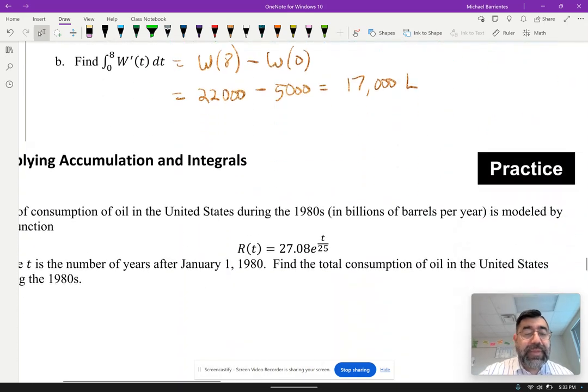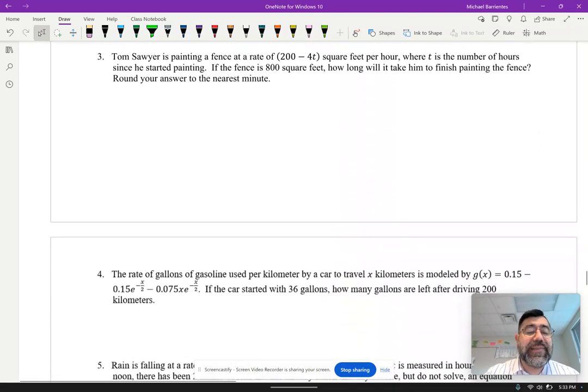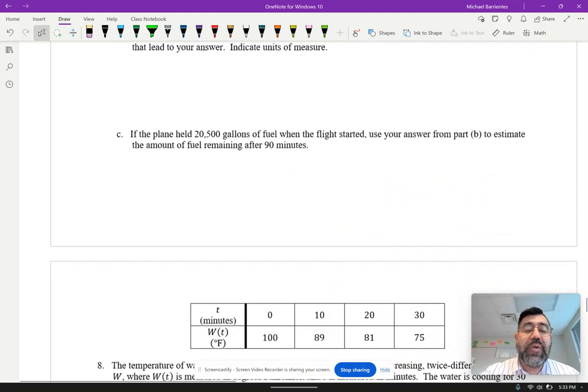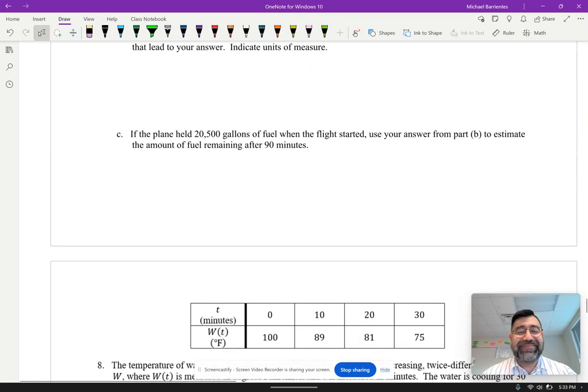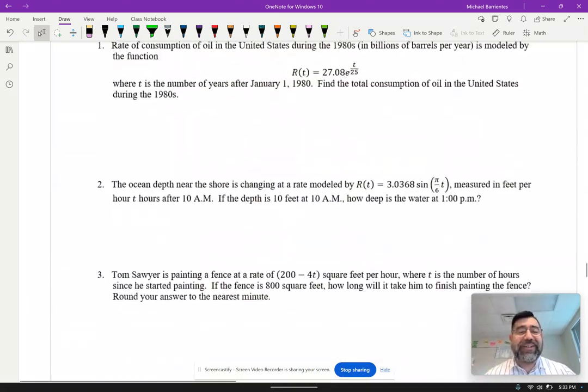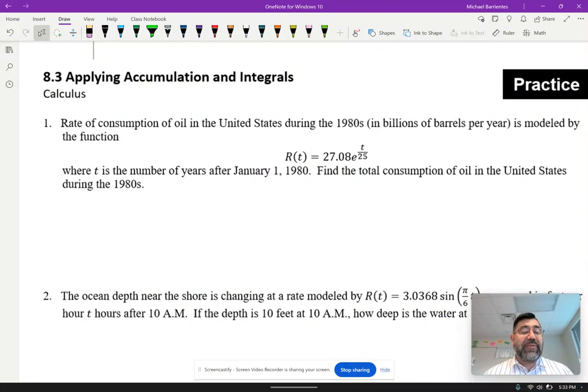Okay. Should we try one more? Let's try one more, and then we'll pause. And then maybe in class, we can try some of these other wordier problems that look like they came straight out of the free response part of the calculus test. All right, let's do number 1 just to get it out of the way here.